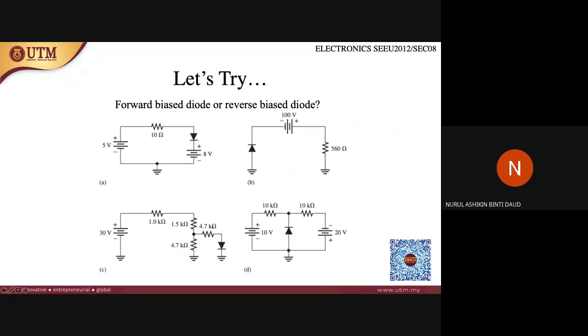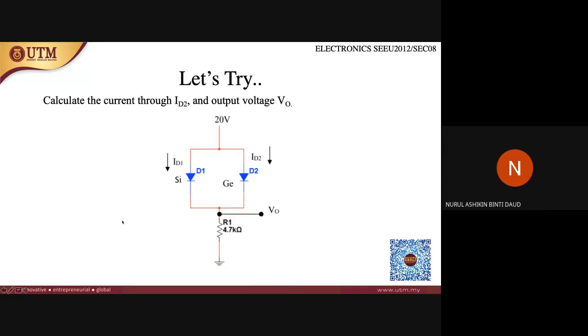Maybe after this, you can try this exercise on your own first. Which one is forward bias and which one is reverse bias, and then you can check with the answer that I will give later in the e-learning. And for this one, calculate the current through ID2 and the output voltage VO. Maybe you can try first by yourself, and then compare with the answer that I will give inside the e-learning, together with the recording too.